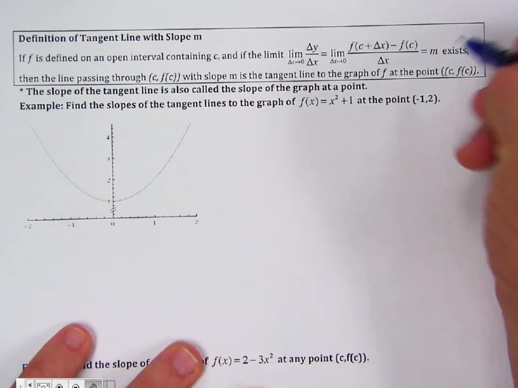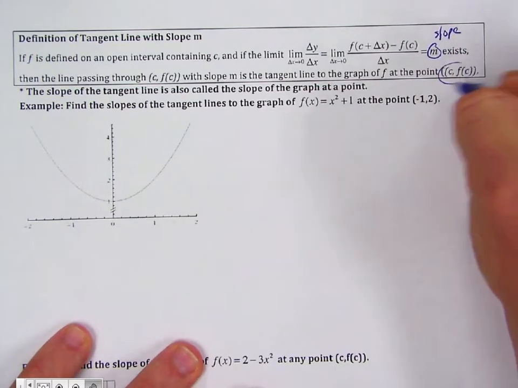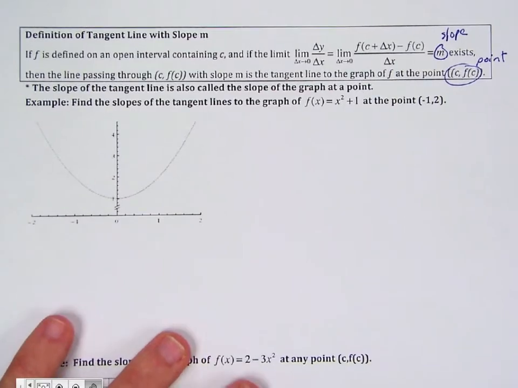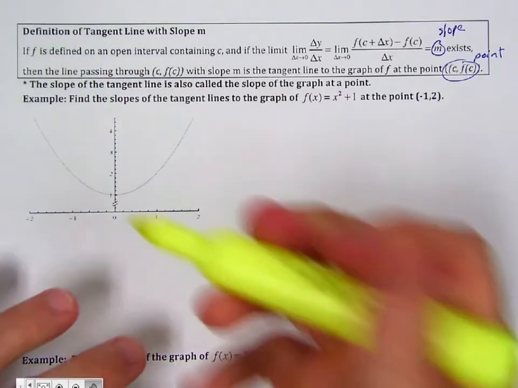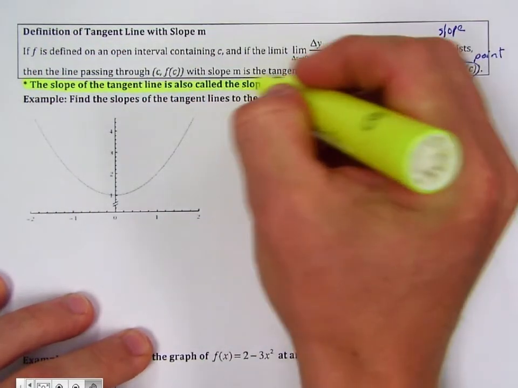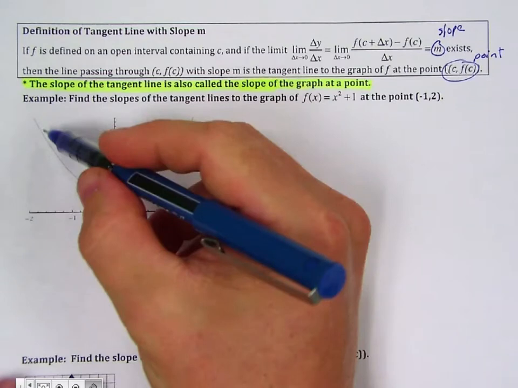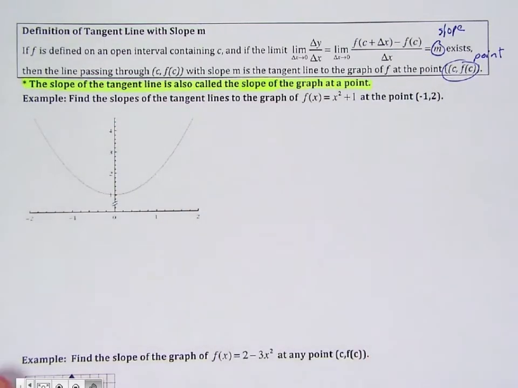So remember, all we needed was a slope and a point. So if we can achieve those two things, we can find what the tangent line is. Now, one other note, very important, is the slope of the tangent line is also called the slope of the graph at a point. So you can see here we have many slopes happening, but if we can find the tangent line, it's the same as the slope of the graph.